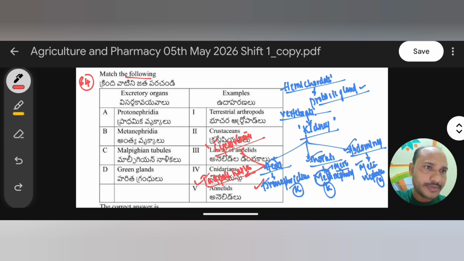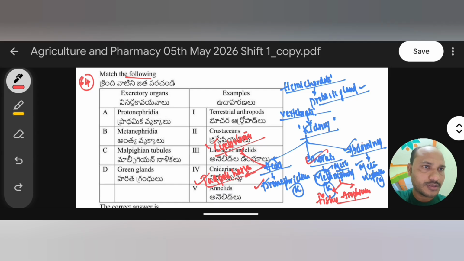Now coming to the thoracic region, the mesonephridian kidney. These mesonephridian kidneys are generally seen in two organisms. Very important, they are fishes and amphibians. In fishes and amphibians we see the mesonephridian kidney, in which the kidneys are located in the thoracic region.